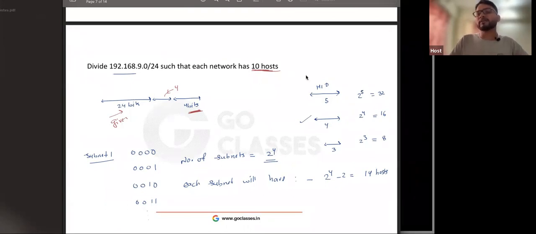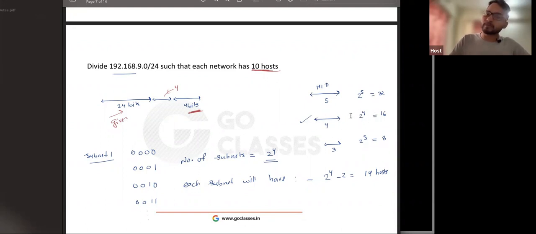They don't want 10 networks, they want 10 hosts per network. So if the host ID is 5 bits, then there will be 32 hosts. If the host ID is 4 bits, then there will be 16 hosts. If the host ID is 3 bits, then there will be 8 hosts. You want 10 hosts, so how many host ID bits will you need? You will need a 4-bit host ID.